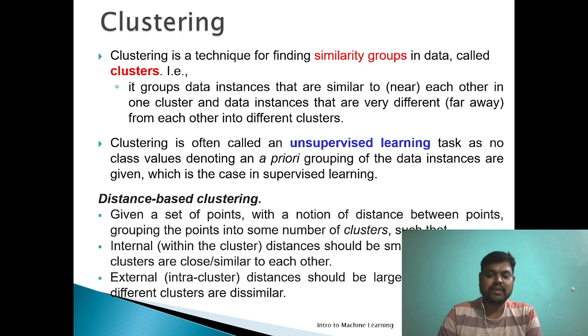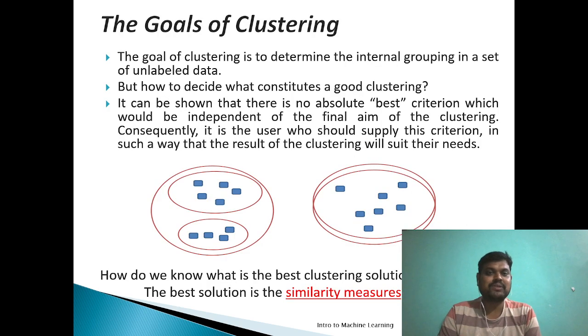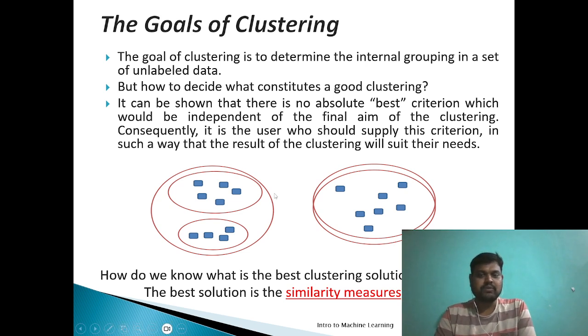Basically the similarity between two data points is calculated using proximity measures. Distance metric is one of the basic proximity measures. The goal of clustering is to determine the internal grouping in a data set of unlabeled data. One may ask how to group similar items. That is why we have to train the model in such a way that the machine will try to understand the attributes of objects or data points so that it will group similar items.